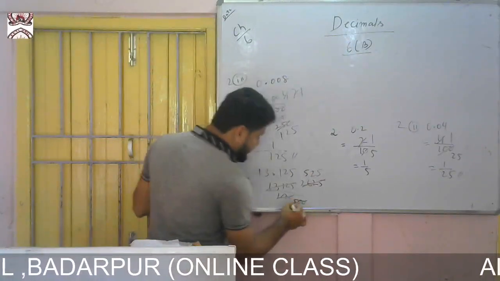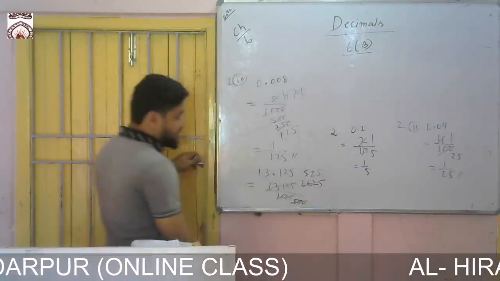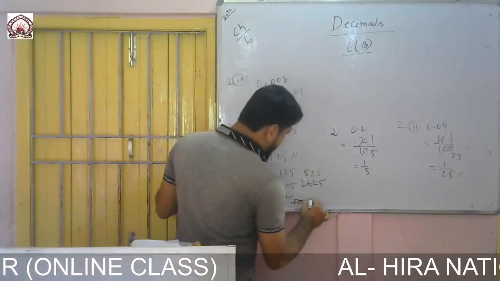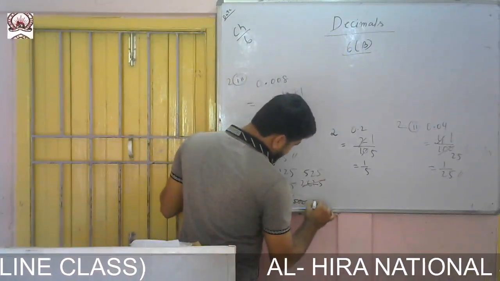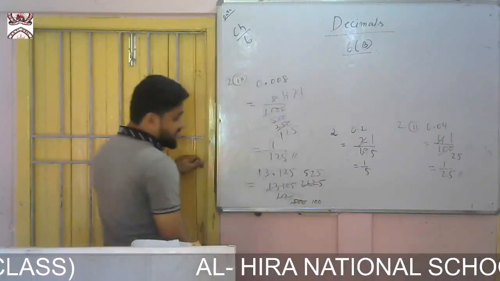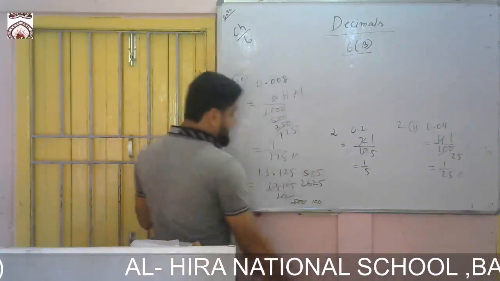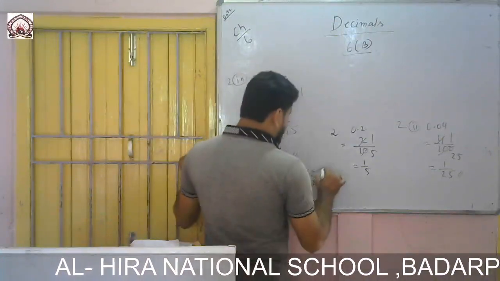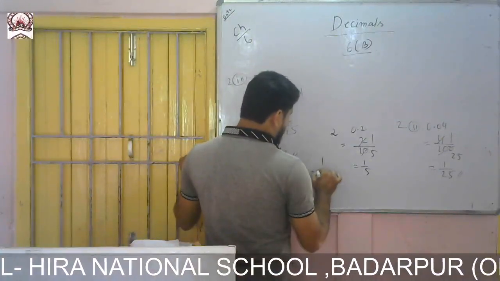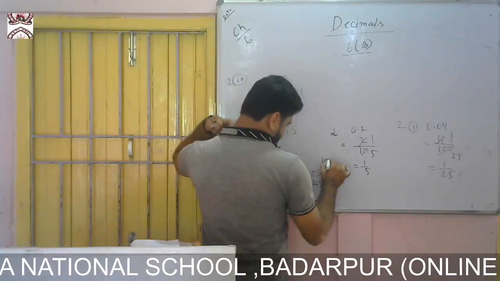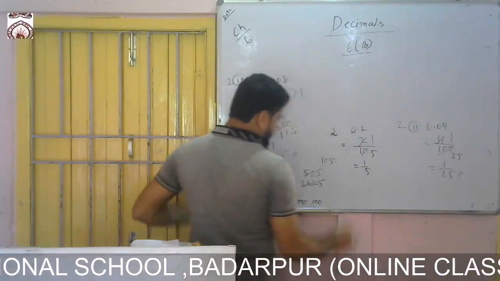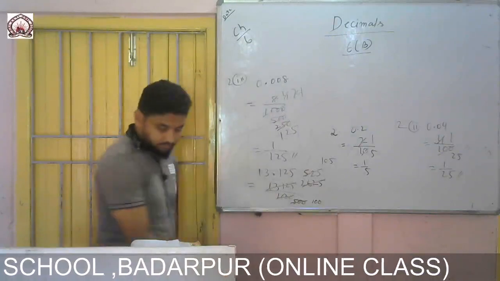Now again, this one with 5. So 5 1s are 5, 105, and 5 5s are 25. Okay.